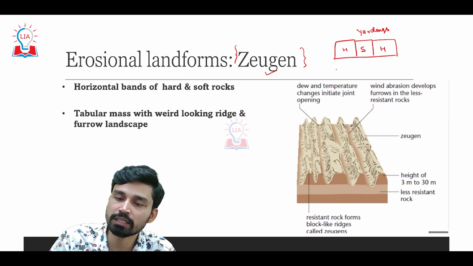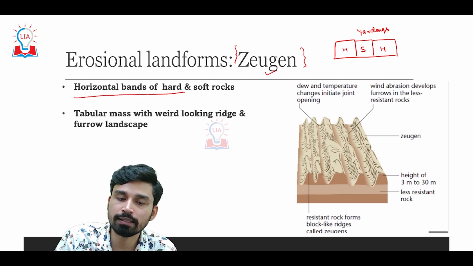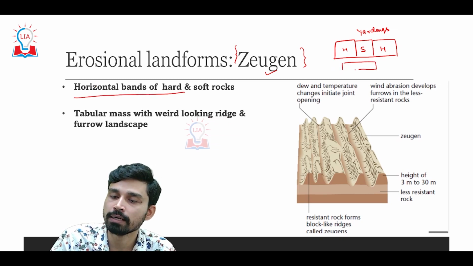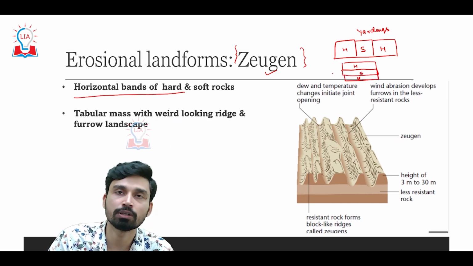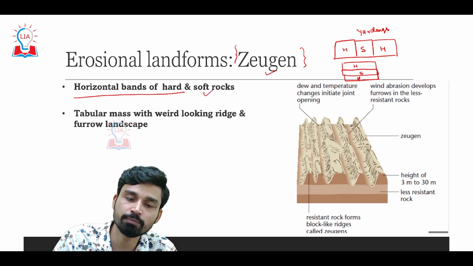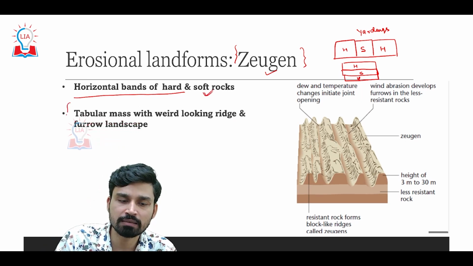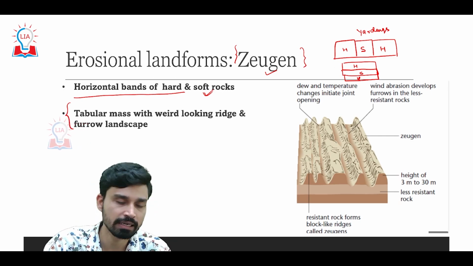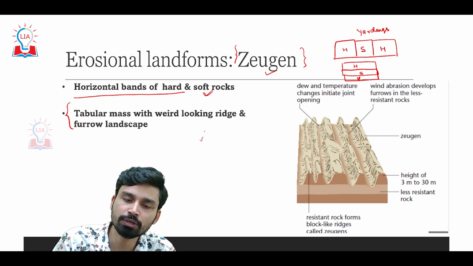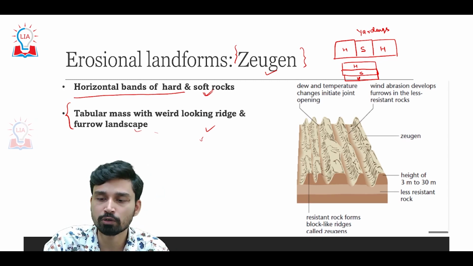On the other hand, in Zeugen, what happens? We have horizontal bands of hard and soft rocks. That means on the upper surface we have hard rock, then again here we have the soft rock, and again at the bottom we have hard rock. So this kind of arrangement of hard and soft rocks leads to the development of Zeugen. This we can also define simply as a table-like landmass, a tabular landmass, with weird-looking ridges and furrow kind of landscape.